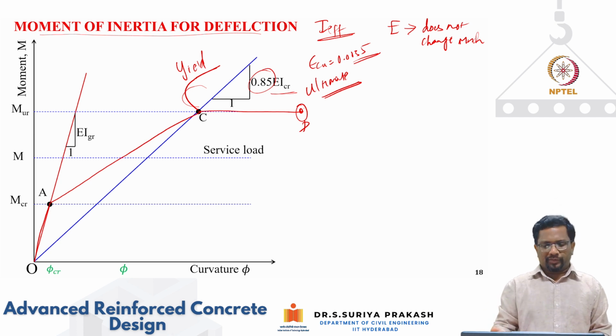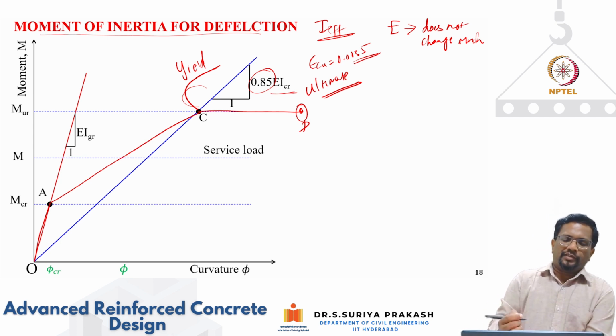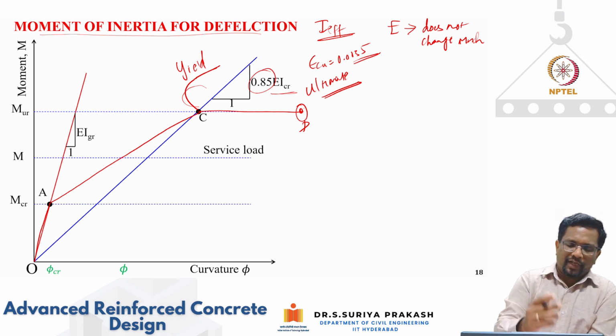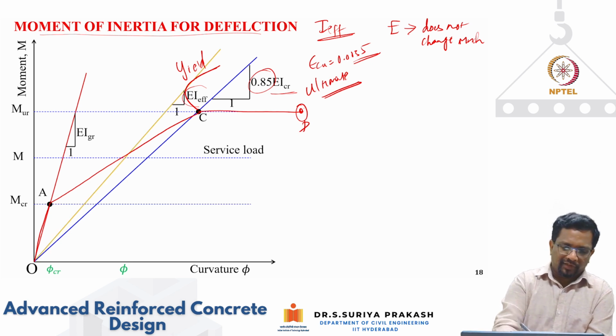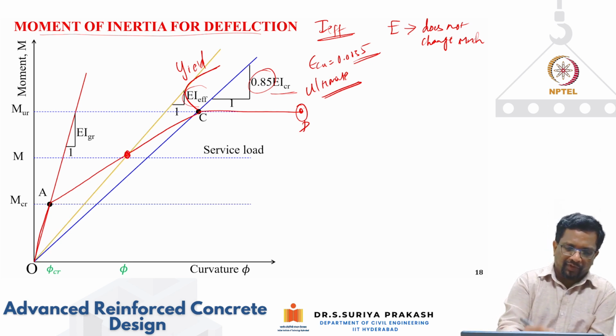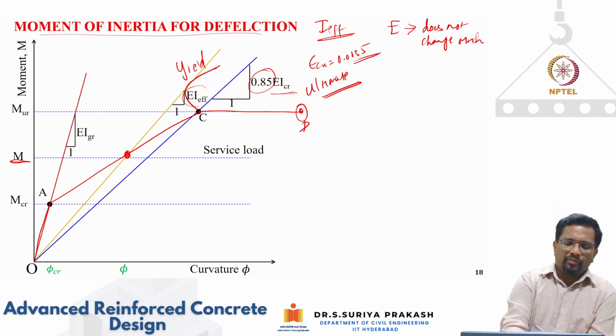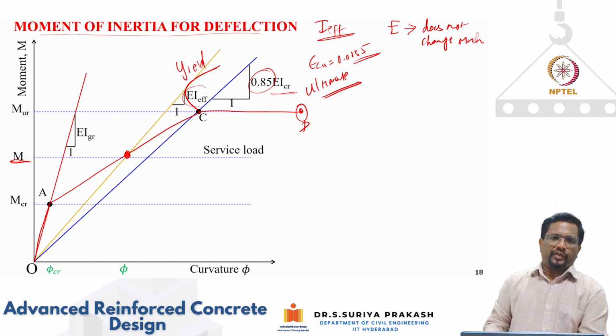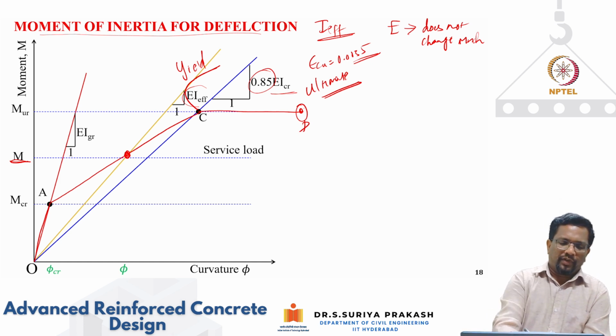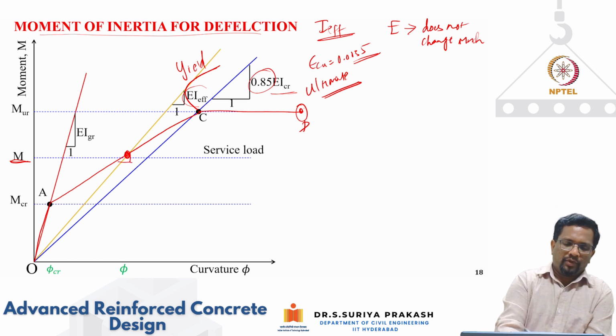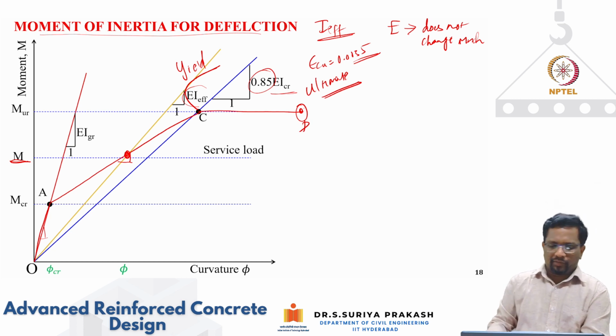It's a trilinear assumption. Now, if I make this trilinear assumption for any other moment that is applied like this, for example, this is the moment that we are looking at, which is a service moment, then I can calculate from this, using the slope, what would be my EI effective. So now if I connect this point, I can get this slope, and then I can get this slope, so I can get your effective slope.